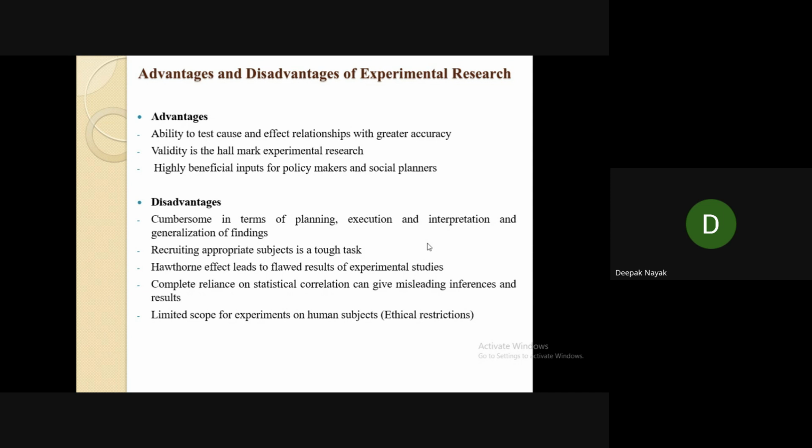Similar things happen in other sensitive areas also, like the impact of domestic violence among women, or the impact of different actions on criminals in the prison. Those things very often you cannot experiment on. That's why experiment has limited scope on human subjects. So these are the limitations or disadvantages of experimental research.